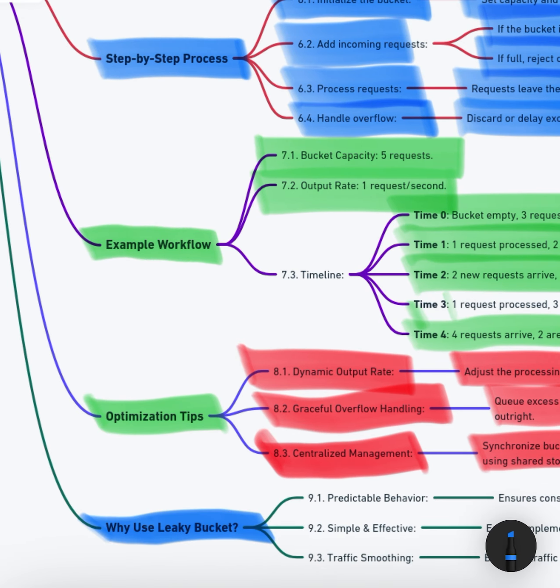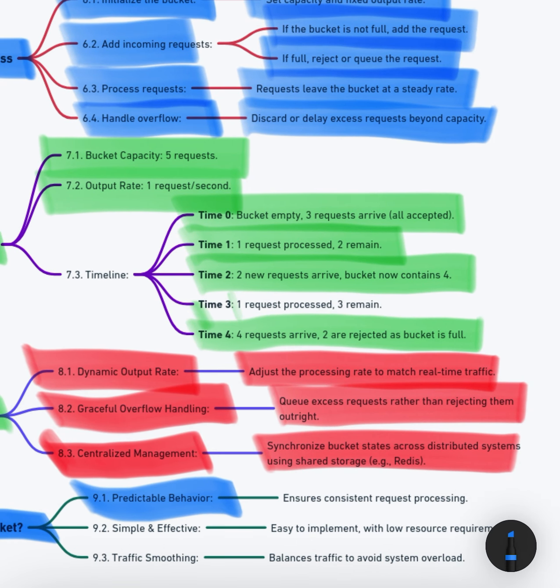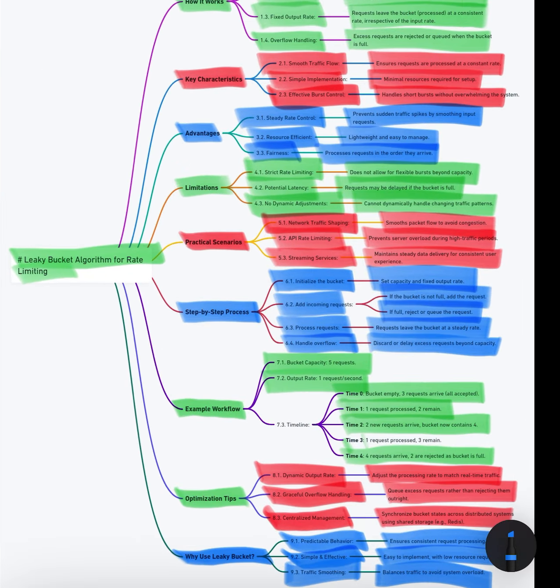9. Why use the leaky bucket algorithm? The leaky bucket algorithm is predictable, simple, and effective. It provides burst control, manages sudden spikes gracefully. Fairness and predictability, ensures a consistent processing rate. Scalability, adapts well to high traffic systems. It is particularly useful for APIs, network traffic shaping, and streaming services where steady and reliable request handling is crucial.